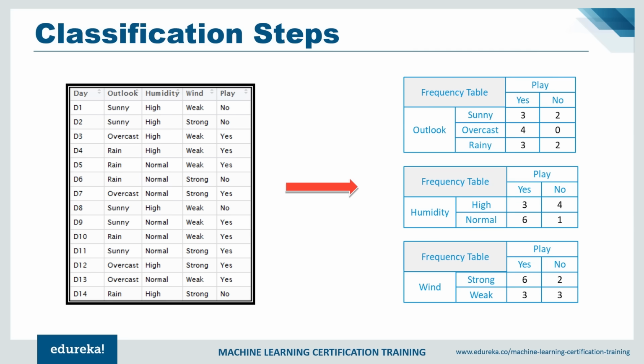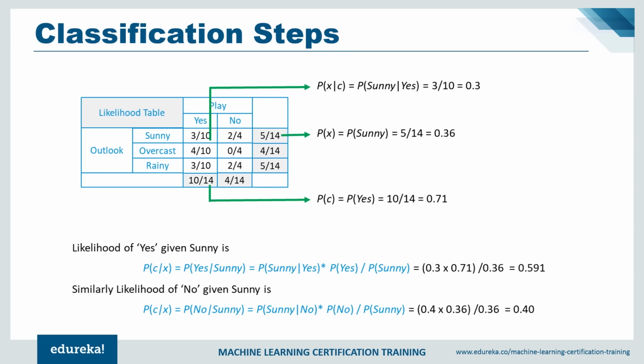Next, we are going to find the probability of sunny given it's a yes, that is 3 out of 10. Find the probability of sunny, which is 5 out of 14, and this 14 comes from the total number of observations from yes and no. Similarly, we're going to find the probability of yes, which is 10 out of 14, which is 0.71.